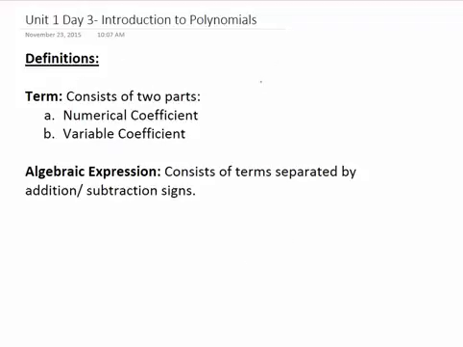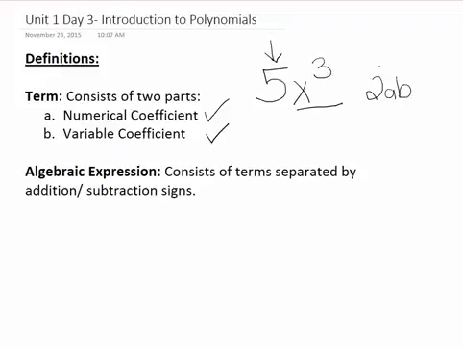So if we have a term 5x cubed, our 5 is our numerical coefficient, and our x cubed is our variable coefficient. Another example would be 2ab, our 2 being our numerical coefficient, and our ab being our variable coefficient.